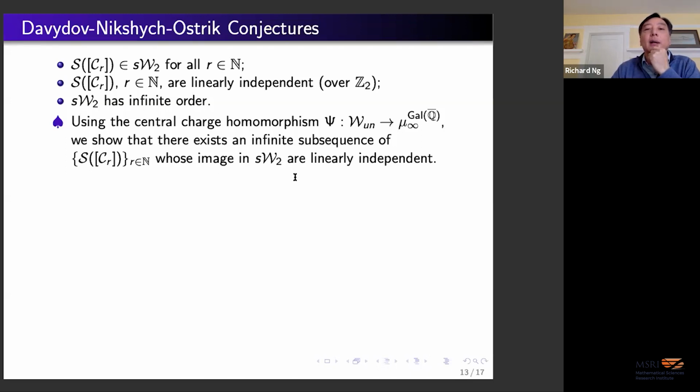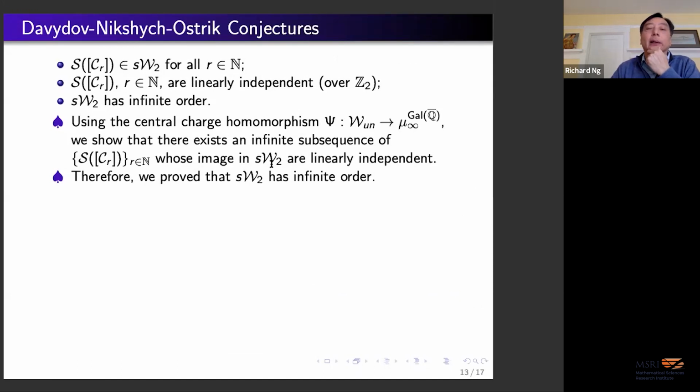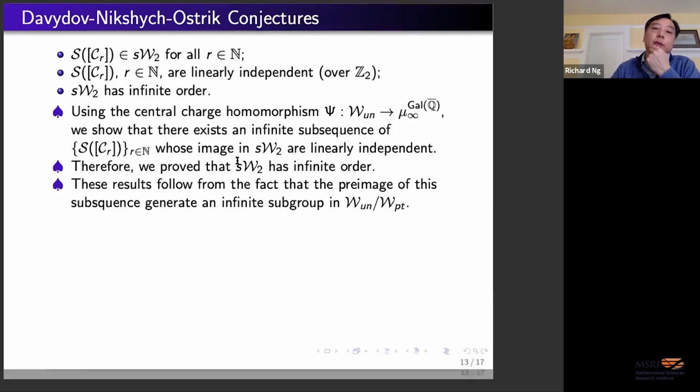In this case, I say SW2, I don't mean they're in SW2, but you can project onto SW2. So again, they're still linearly dependent. So this implies that SW2 has infinite order, if you can show that. And this result actually follows from the fact that the pre-image has infinite order as a group in this quotient. So this group is generated by actually the roots, the square root of the Ising, so to speak.